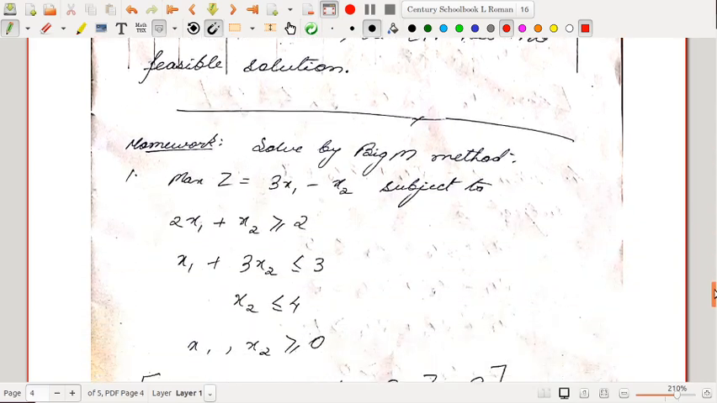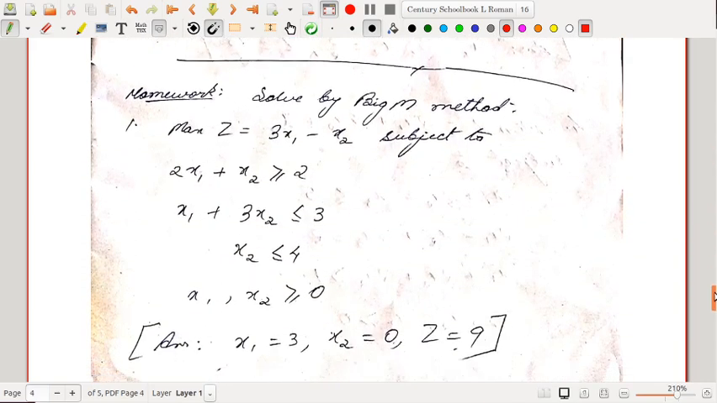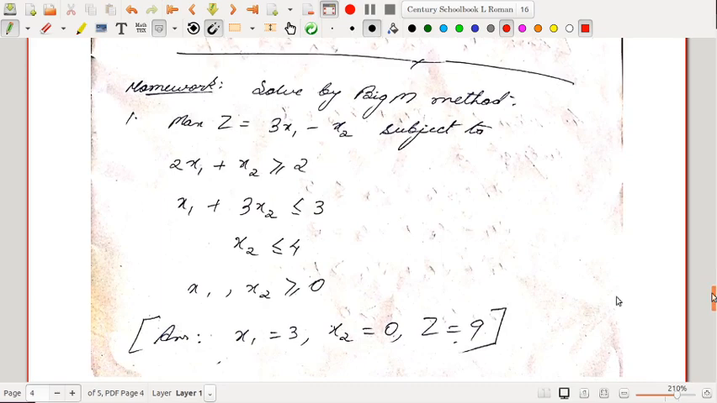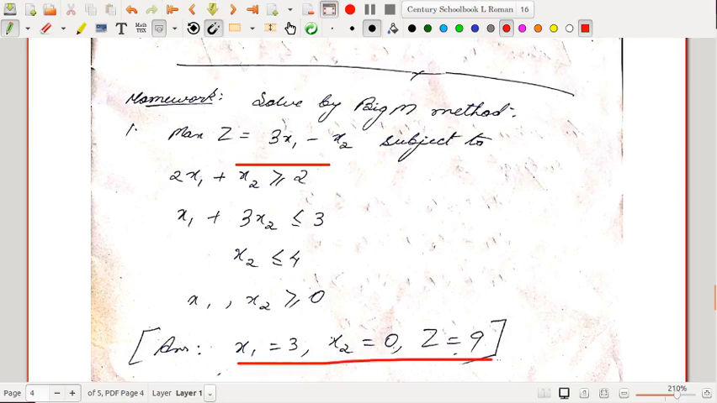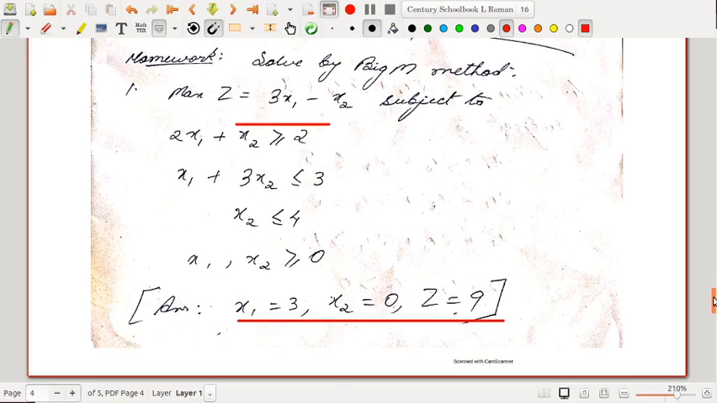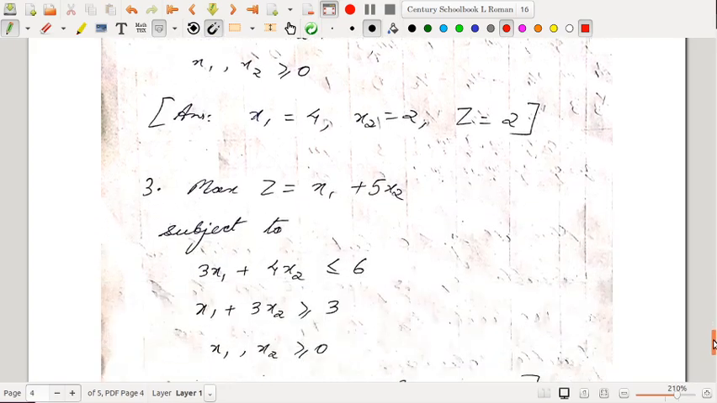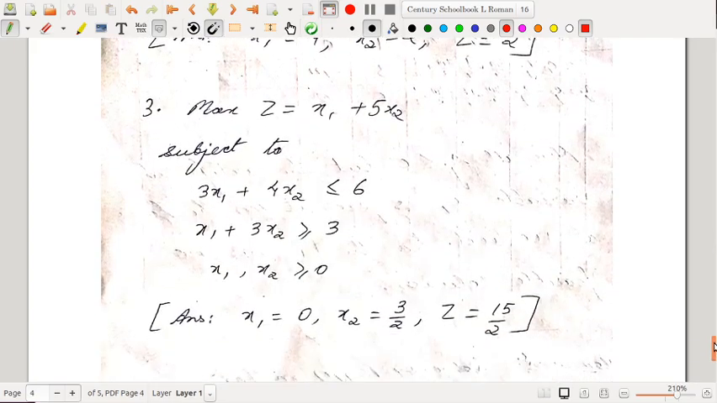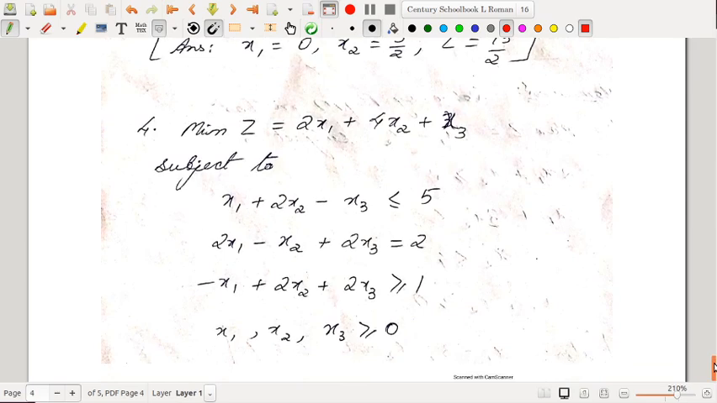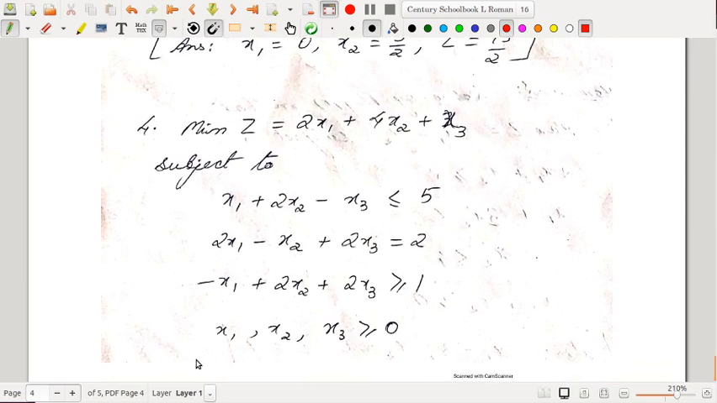There are some more problems which I give to you as homework. Please try these problems, and the answers are also given. These are taken from a book, and if there is a mismatch in the answers, please let me know. So these are the problems, you can try these. For the last one I don't have the answer, so please try. If there is some problem, please let me know.